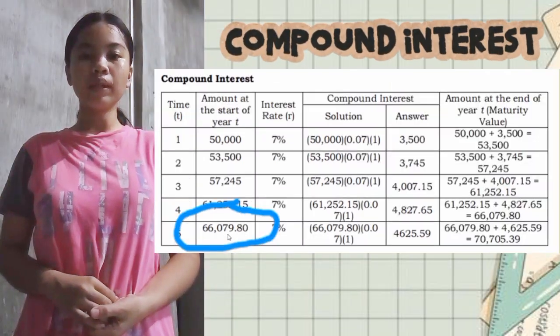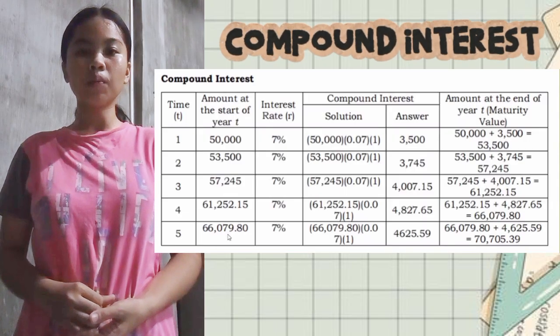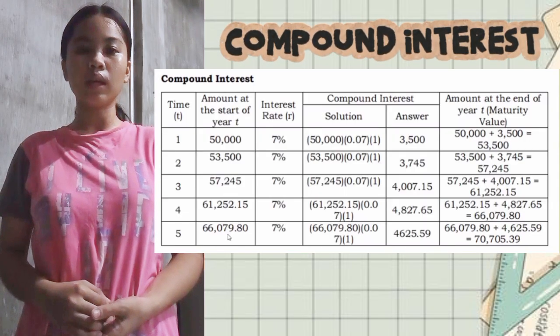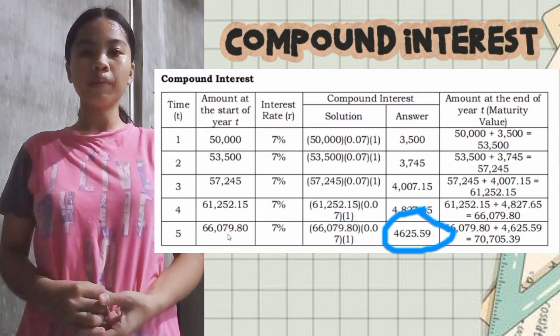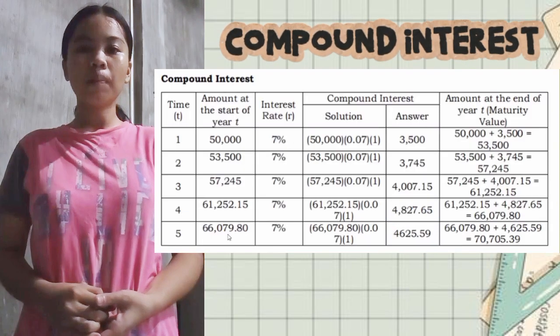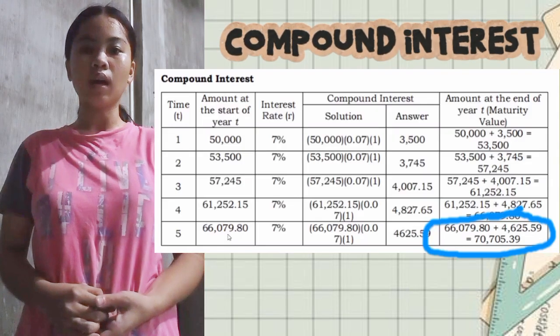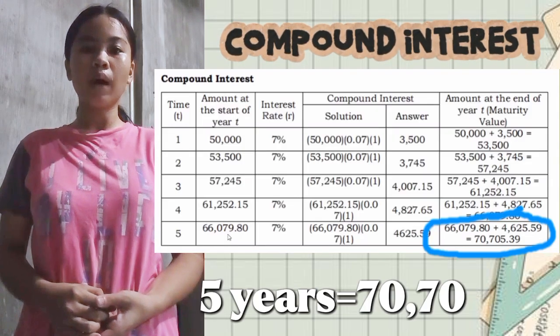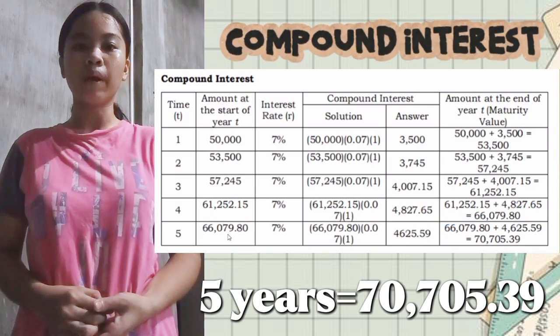Sa huling taon, ang principal ay 66,079.80. Imultiply natin sa 0.07 para makuha ang interest. 66,079.80 times 0.07 equals 4,625.59. Ito ang interest na kinita sa ika-5 taon. Kapag in-add natin ito sa 66,079.80, makukuha natin ang 70,705.39, na siyang maturity value. Ito ang total amount ng pera mo after 5 years.